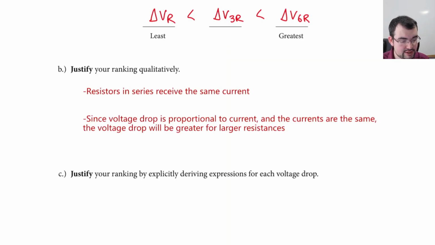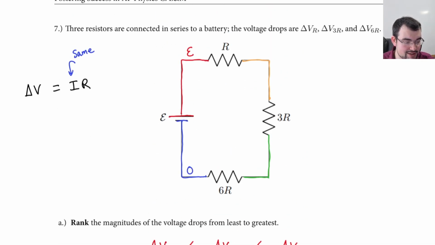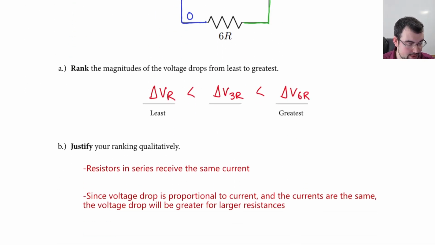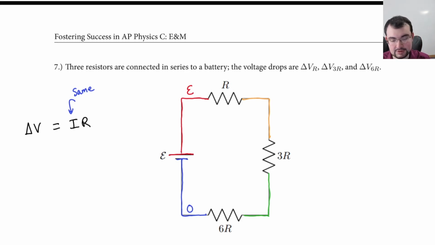Resistors in series receive the same current. This is a fact. Please remember this. This is a very important fact. Since voltage drop is proportional to current via Ohm's law, and the currents are the same, the voltage drop will be greater for larger resistances. Of course, I tried to conceptualize it a bit with my analogy, but it is essentially just delta V equals IR. I is the same.